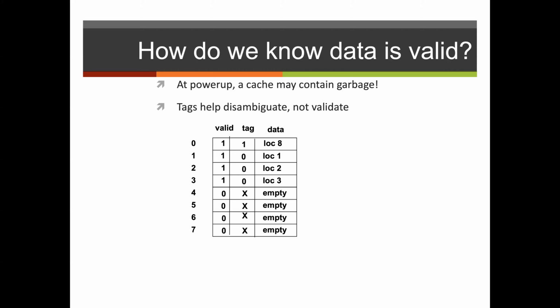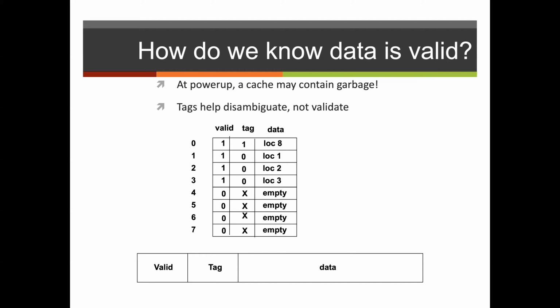So in order to build on this, what we'll need to also include is a valid bit. And so now we have metadata that is represented from a valid bit as well as a tag, and then we have our real data as well.